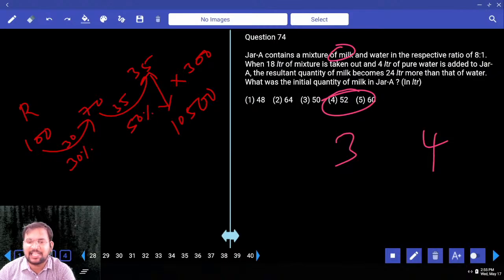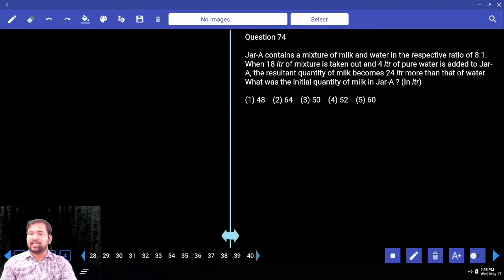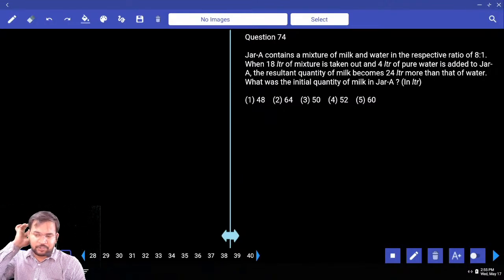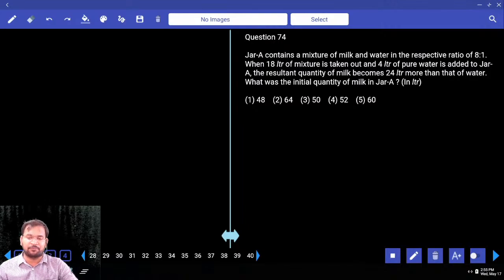Next. Jar A contains a mixture of milk and water in the respective ratio of 8:1. When 18 liters of mixture is taken out and 4 liters of pure water is added to jar A, the resultant quantity of milk becomes 24 liters more than the water. What was the initial quantity of milk in jar A? Underline: initial quantity of milk in jar A.